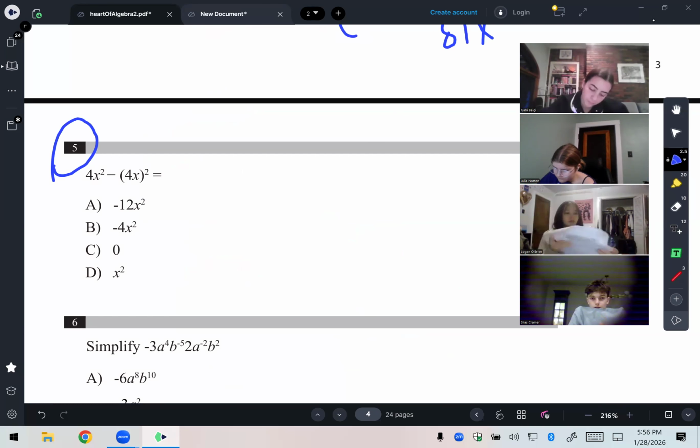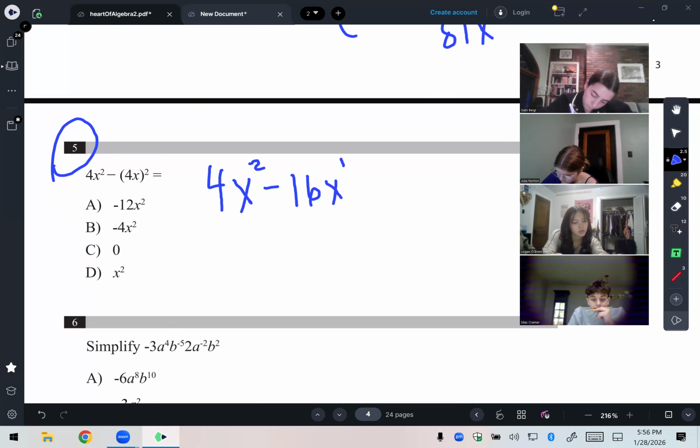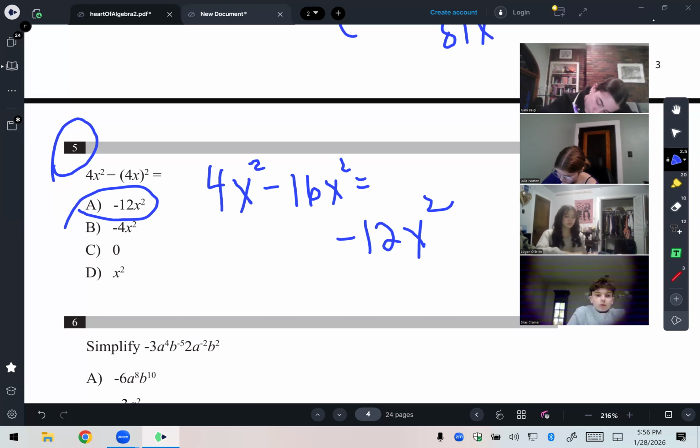It's polishing up the math. So we do have to square that 4. So we'll have 4x squared minus 16x squared, which will give us negative 12x squared, which is answer choice A. Is there a trap answer? This C would be your trap, right? A lot of kids would just say, oh, you're taking that and subtracting it. But not really, because you have to square that 4. Okay, so let's try this one.